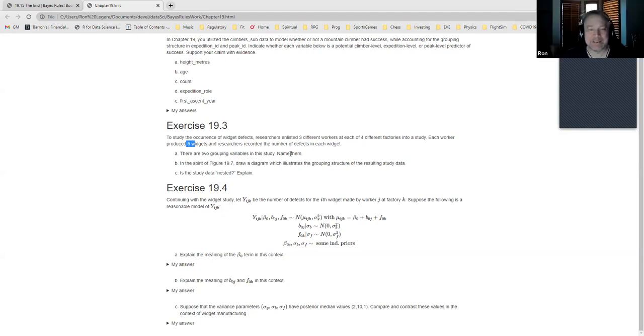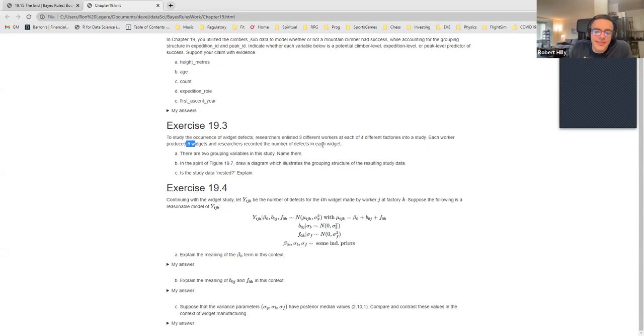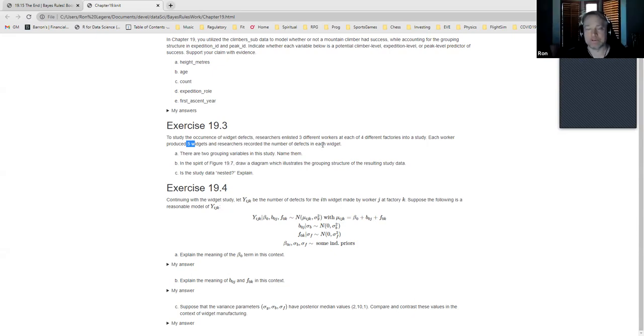But in any event, there are two grouping variables in the study. Name them. I didn't even bother putting an answer because these are pretty obvious: it's the factory and the worker, right? Yep. I didn't make a diagram, but you know how it would look. It is a nested data structure, right? You have factories, and from each of those you have three different workers. I can see the workers tree in my head. And then the widgets would be under factories and workers. Yeah, and then widgets.